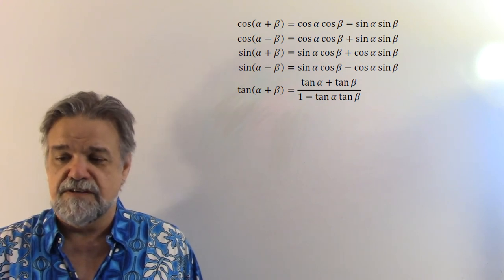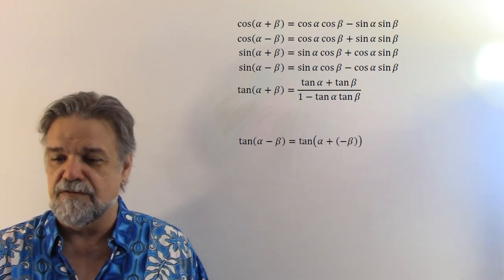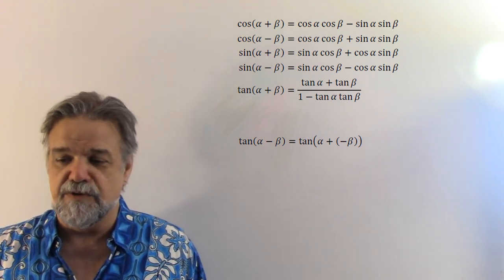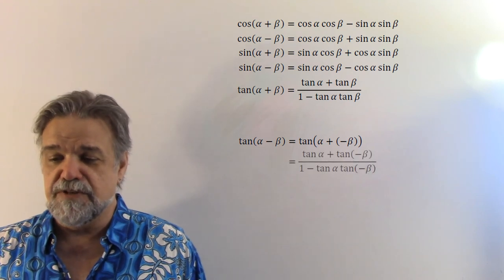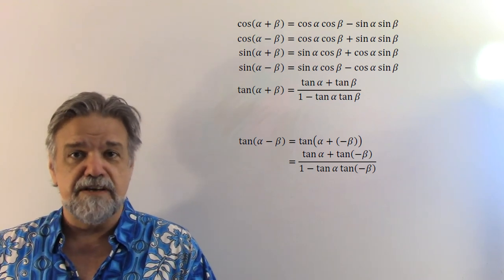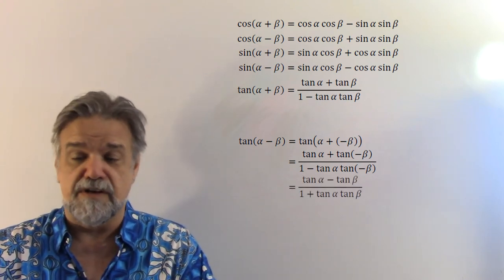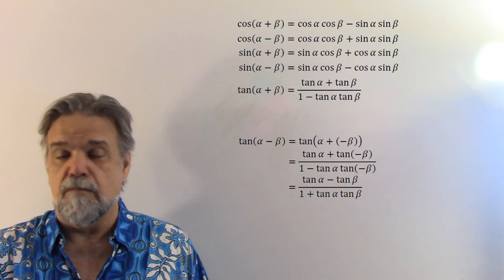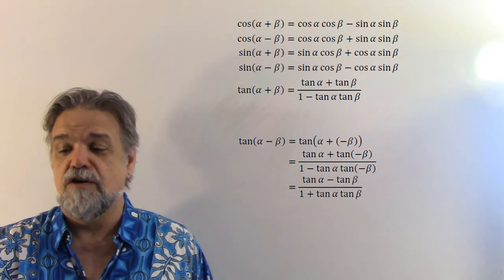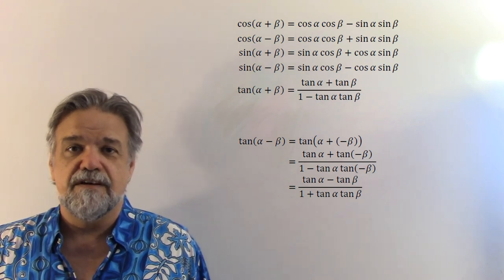And then finally, the tangent of alpha minus beta. And we're going to do the same thing that we did for the second one, the same thing that we did for the fourth one. We're just going to call this alpha plus negative beta. And we're going to apply that identity that we just developed a second ago. So this is going to be the tangent of alpha plus the tangent of negative beta. Remember, tangent is also odd, which means the tangent of negative beta is the same thing as the negative tangent of beta. And when I plug that into both numerator and denominator, the denominator being 1 minus tangent of alpha, tangent of negative beta, I get the tangent of alpha minus the tangent of beta over 1 plus the tangent of alpha times the tangent of beta, and that's the final one in our new identities that we're developing today.